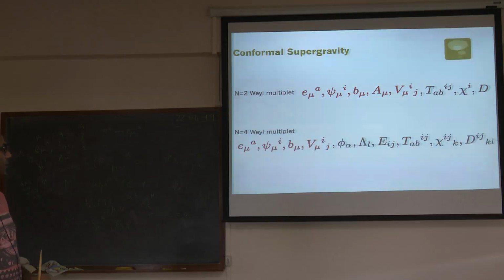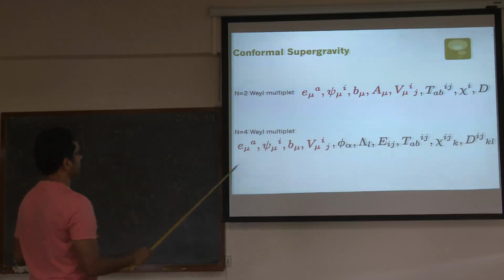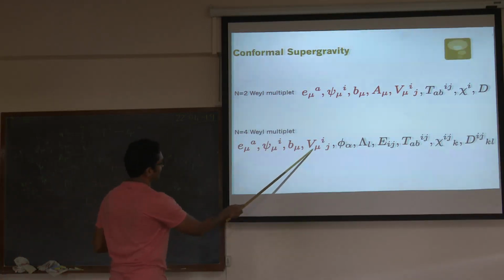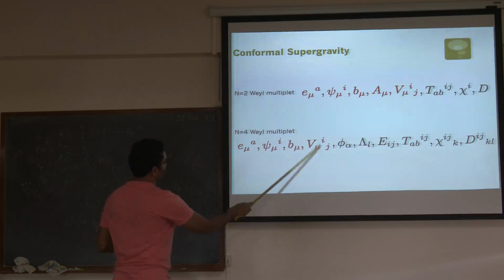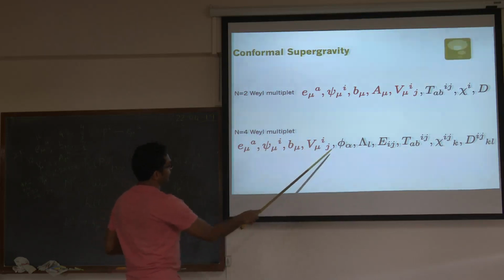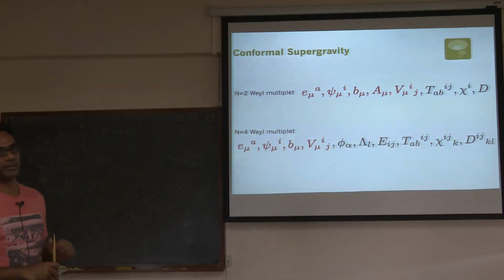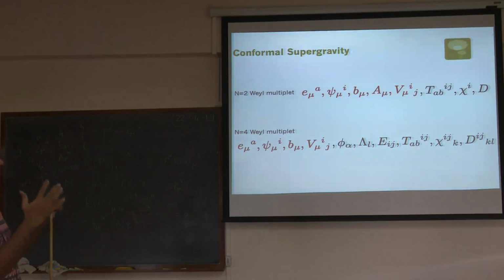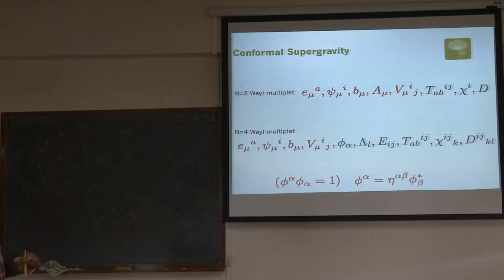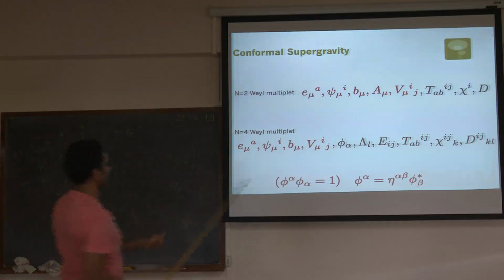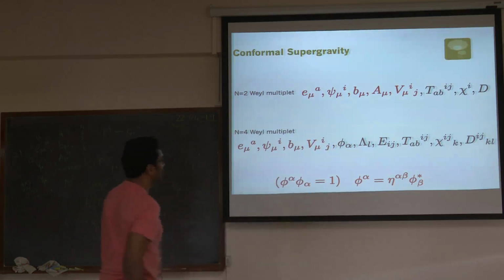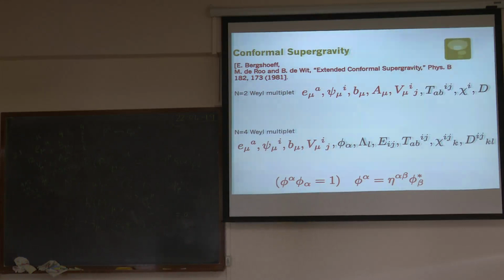Similarly, for n equal to 4, you do not have any U1 R symmetry, you just have an SU4 R symmetry. So, these are the gauge fields that you have, and then you need to add this whole bunch of matter fields to complete the field representation. So, this together with the gauge field and the matter field, these are called the Weyl multiplet, and you can systematically work out. For example, this in n equal to 4 satisfies this constraint, and this has been worked out by Bergshoeff, de Roo and de Wit in this paper.